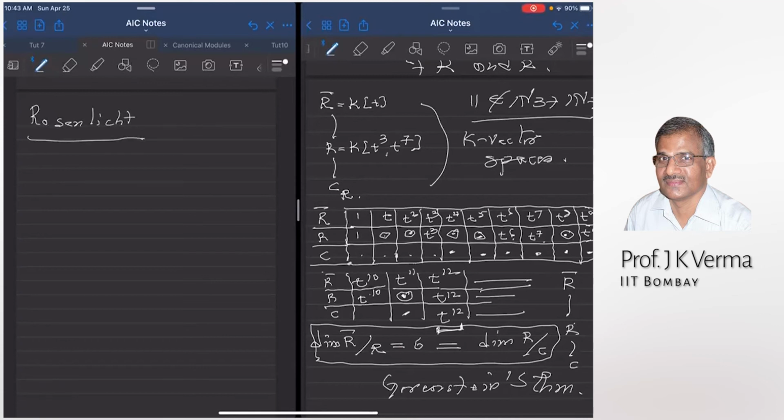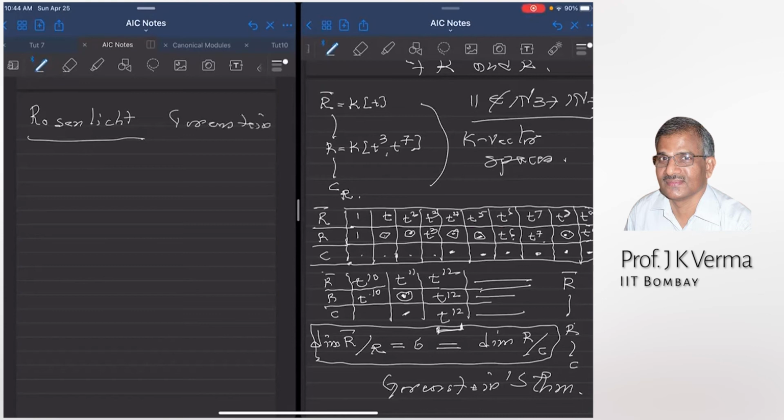I think he took to number theory. Dipendra Rosenlicht. Yeah, very famous name, number theory. Yeah, some kind of algebraic geometry slash algebraic number. He is the same Rosenlicht, and he generalized this theorem of Gorenstein to complete intersection.